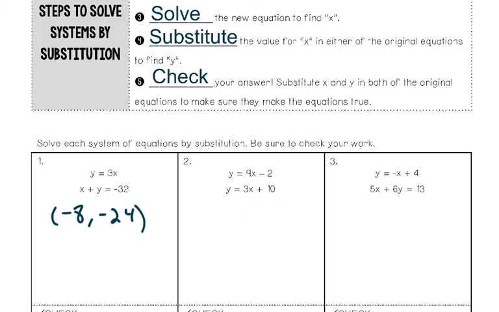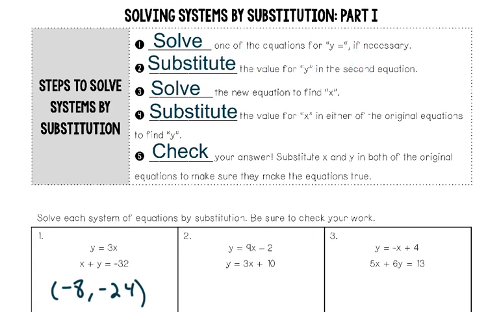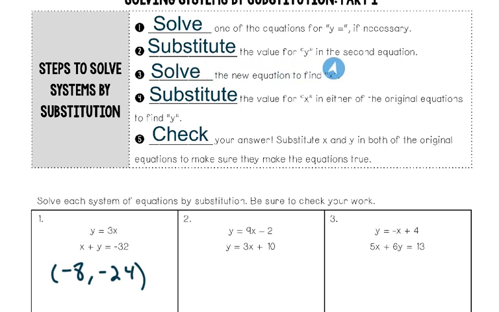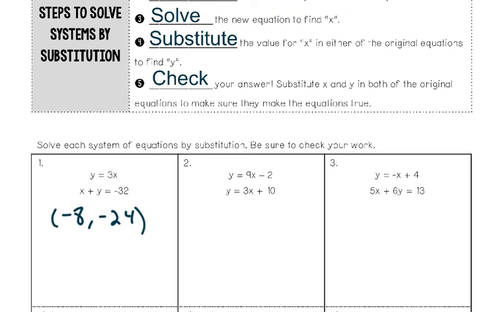On number 2, both of these equations are set to y equals already. If they're both set to y equals, then I can substitute the value for y in the second equation. So this y equals 9x minus 2. If y equals 9x minus 2 and y is the same thing as a y, I can plug in 9x minus 2 in for the y in the second equation.